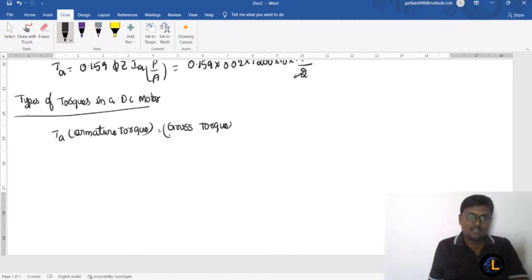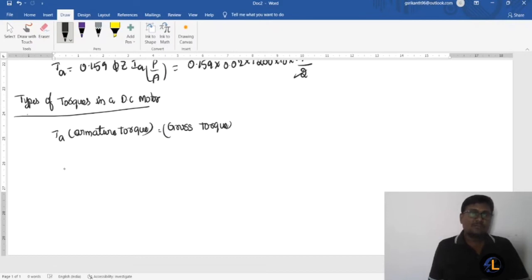Listen students and friends, there is a difference between the gross torque and net torque. Suppose a person's salary is 30,000, that is called the gross salary. But some cuttings are there, that is tax or PF. After that he may get 29,000. The 29,000 is the net salary and 1,000 rupees is a loss. Assume the tax is 1,000 rupees, the 1,000 rupees is the loss, right? After the loss, that is called the net.